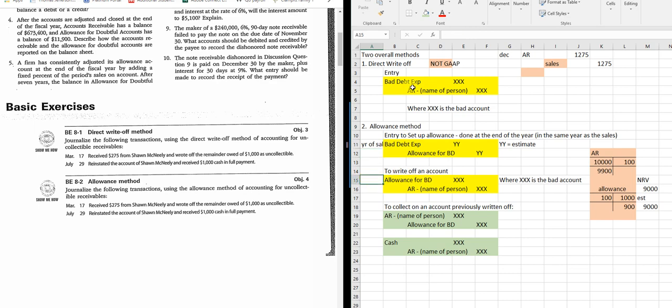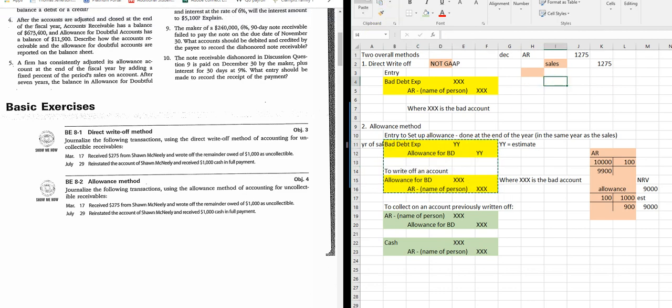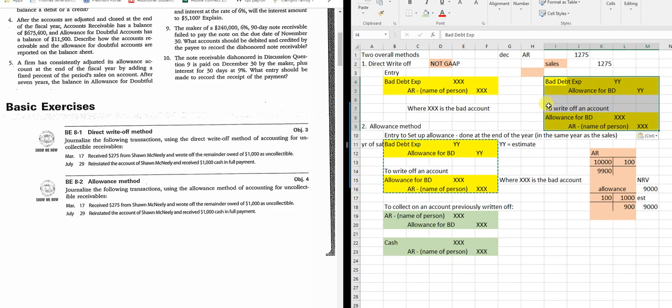Notice the direct write-off method does this entry whenever a debt goes bad, so it could be in a later year. But if you can remember, the direct write-off method doesn't have the allowance. And I'm going to copy this here. So if I take this and copy it up here, I'm going to tell myself the direct write-off method doesn't have the allowance. I'm going to delete the allowance from those entries. Look what I'm left with. I'm left with debiting bad debt expense and crediting accounts receivable.